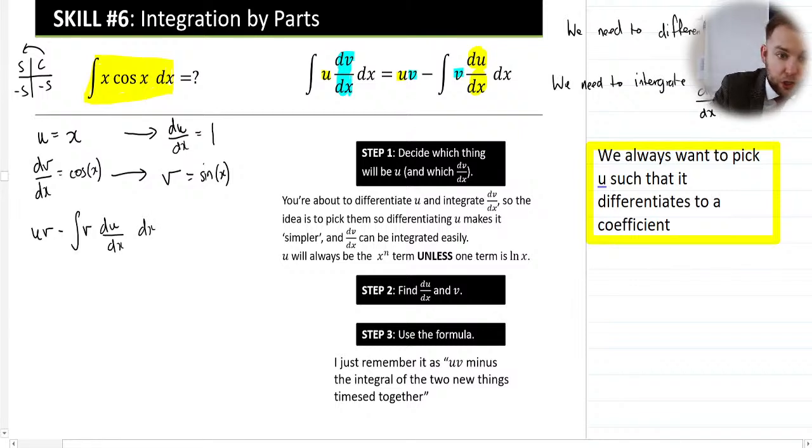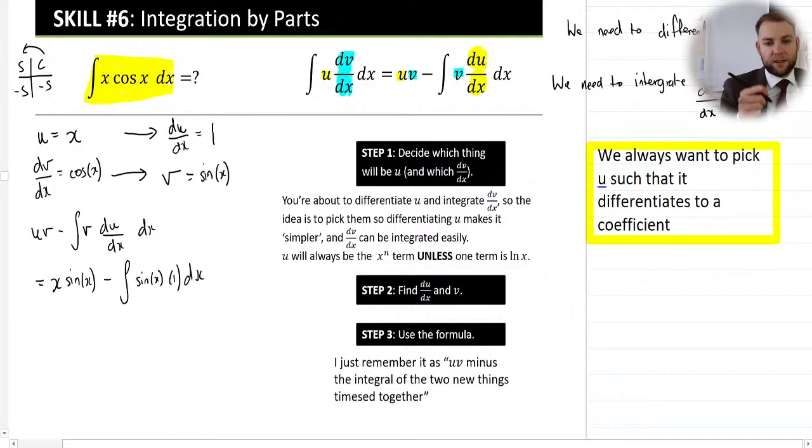So we know that u is equal to x, so this is going to be equal to, in fact I should probably write it all down, this is equal to x sine of x minus the integral of v, which is sine x, times by du by dx, so it's 1, well, it's going to be sine x, let's do it in the right order just to not confuse you, sine x times by 1 with respect to x.